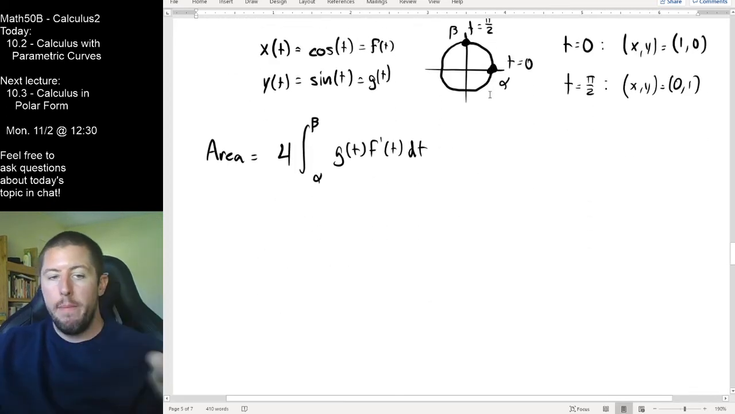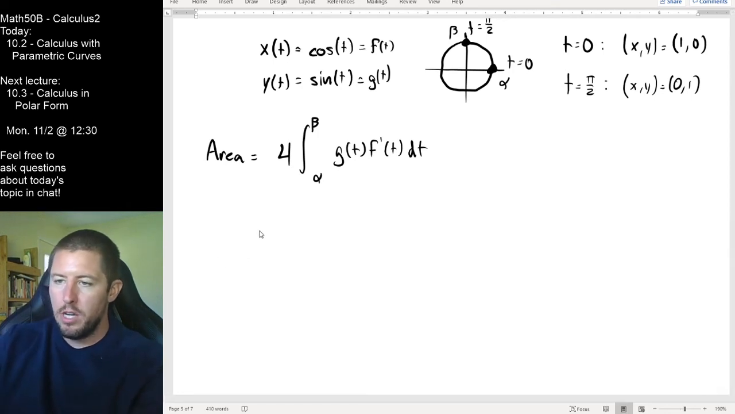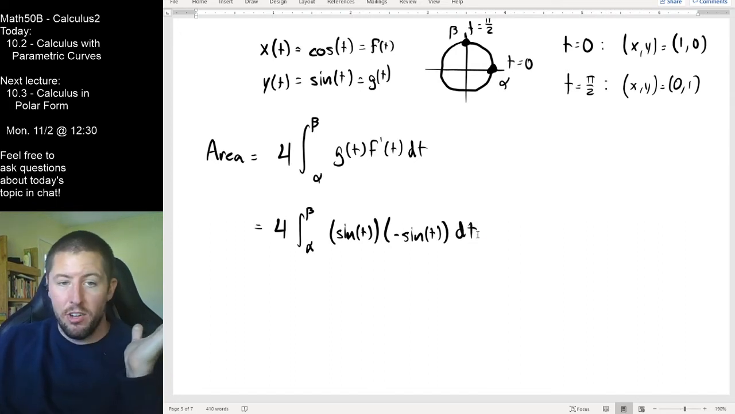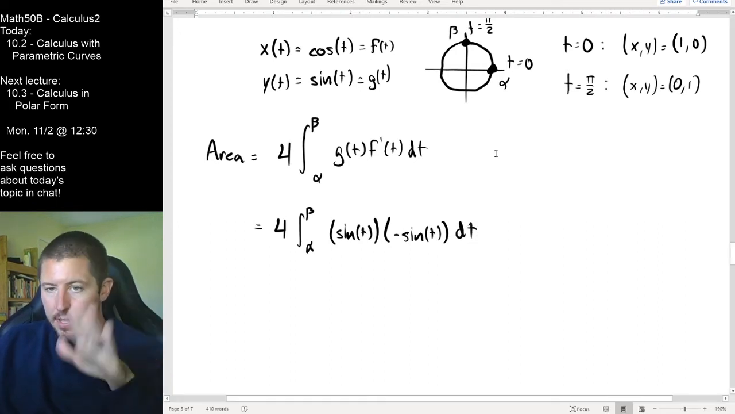So I'm going to not worry about my bounds at all. Let's deal with the integration, and then we'll manage our bounds and our coefficient of 4 here. So what do we actually have going on inside of this thing? G of t is just sine of t. That's my heights. That's my y values. F prime of t, that's our derivative of cosine. That should be negative sine of t dt. So we've already got our integral expression. We're good to go here. We've subbed in the parts that we need.